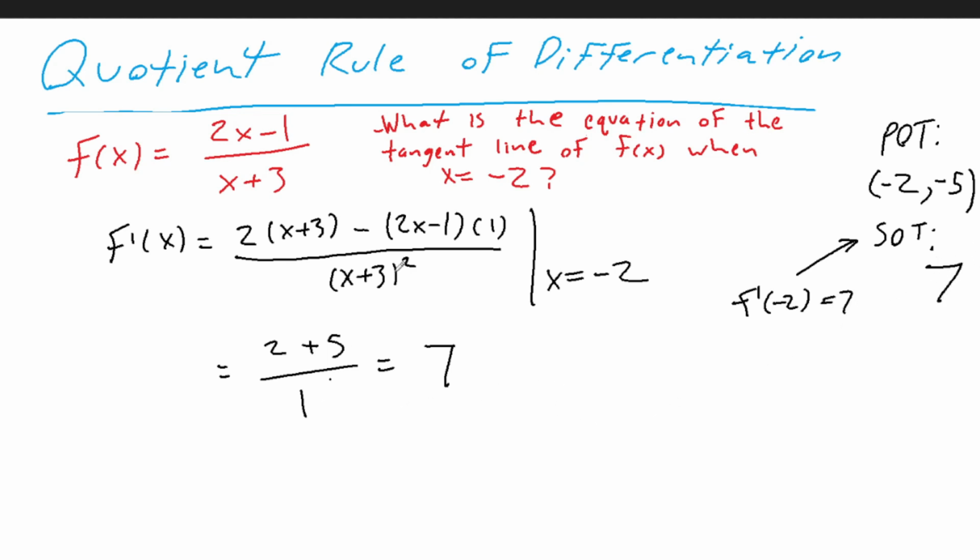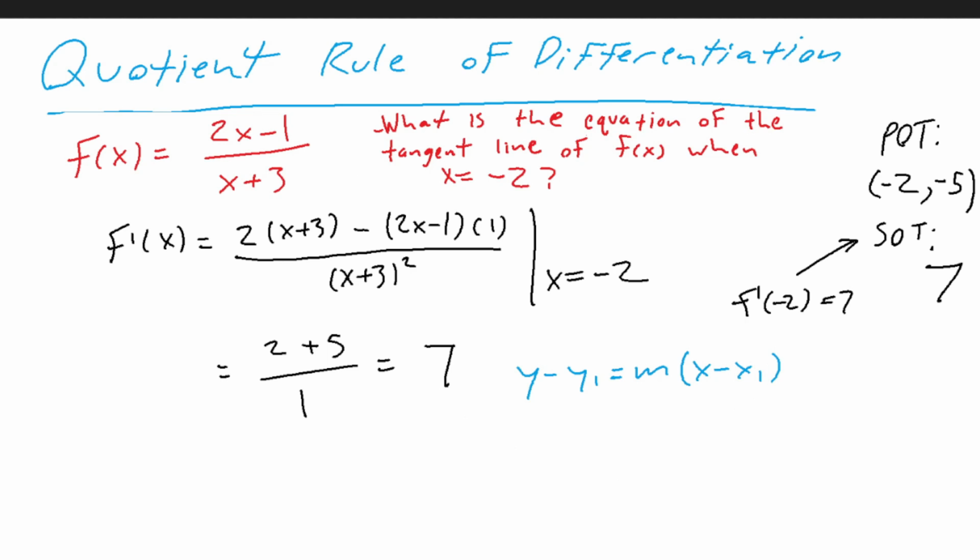So now to write our final equation, in green, we can use the point slope form. Actually, I'll write out what this form looks like. It looks like this: y minus y1 equals the slope, or m, times x minus x1.